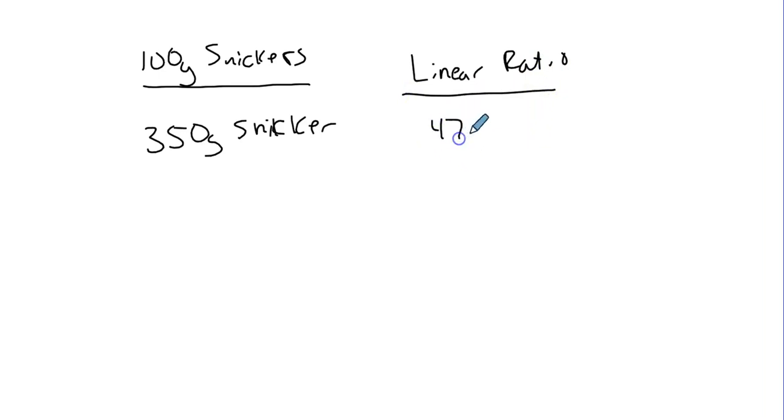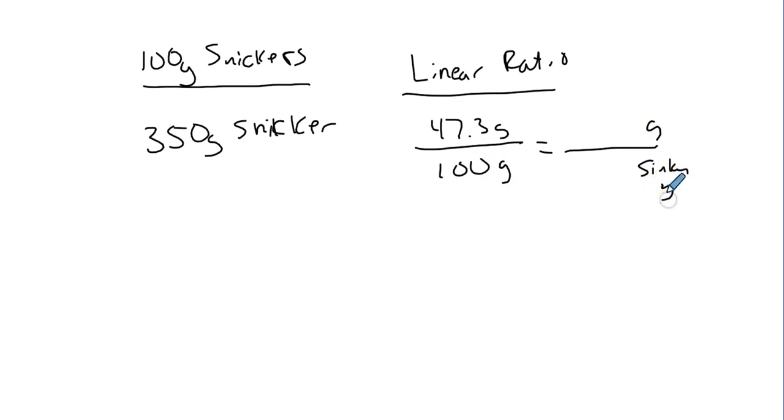It's 47.3 grams out of 100 equals grams of sugar to total mass of Snickers bars. This is the total mass. So if I have 350 total, simply cross multiply and divide, and you get your answer. Let's do that quickly so you can check your math. 350 times 47.3 divided by 100 equals 165 grams.